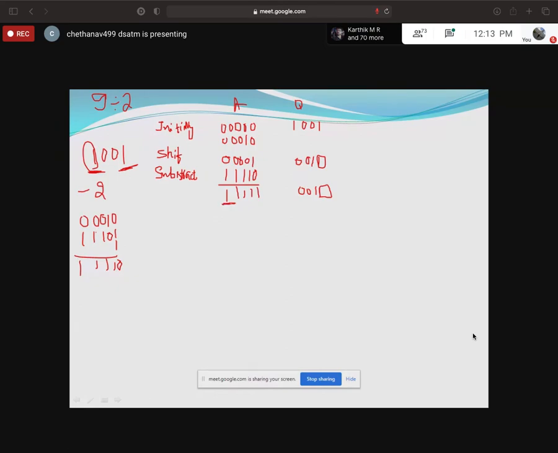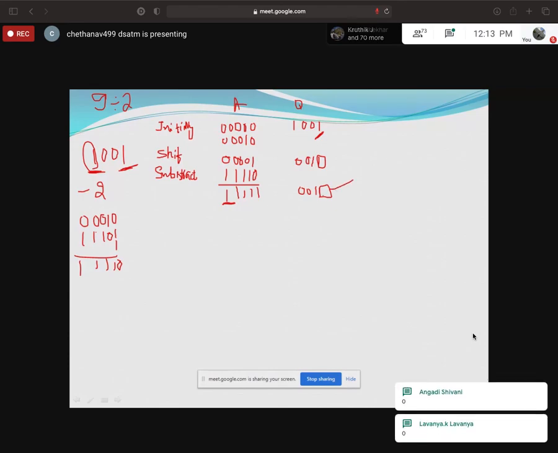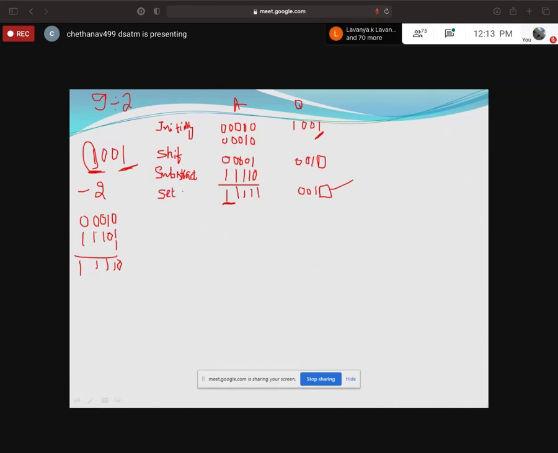If this is 1, what is your Q naught? Q naught means your initial bit, the rightmost position. What is the value I should fill here? If this is 1, what is the value of this? 0. Very good. That is why I will write here: set Q naught. Q naught means your initial bit, the rightmost bit, you have to fill it. I'll change it to 1 here. If the leftmost bit of your A is 1, your Q naught will be 0. That's all. 0, 1, 0, 0.